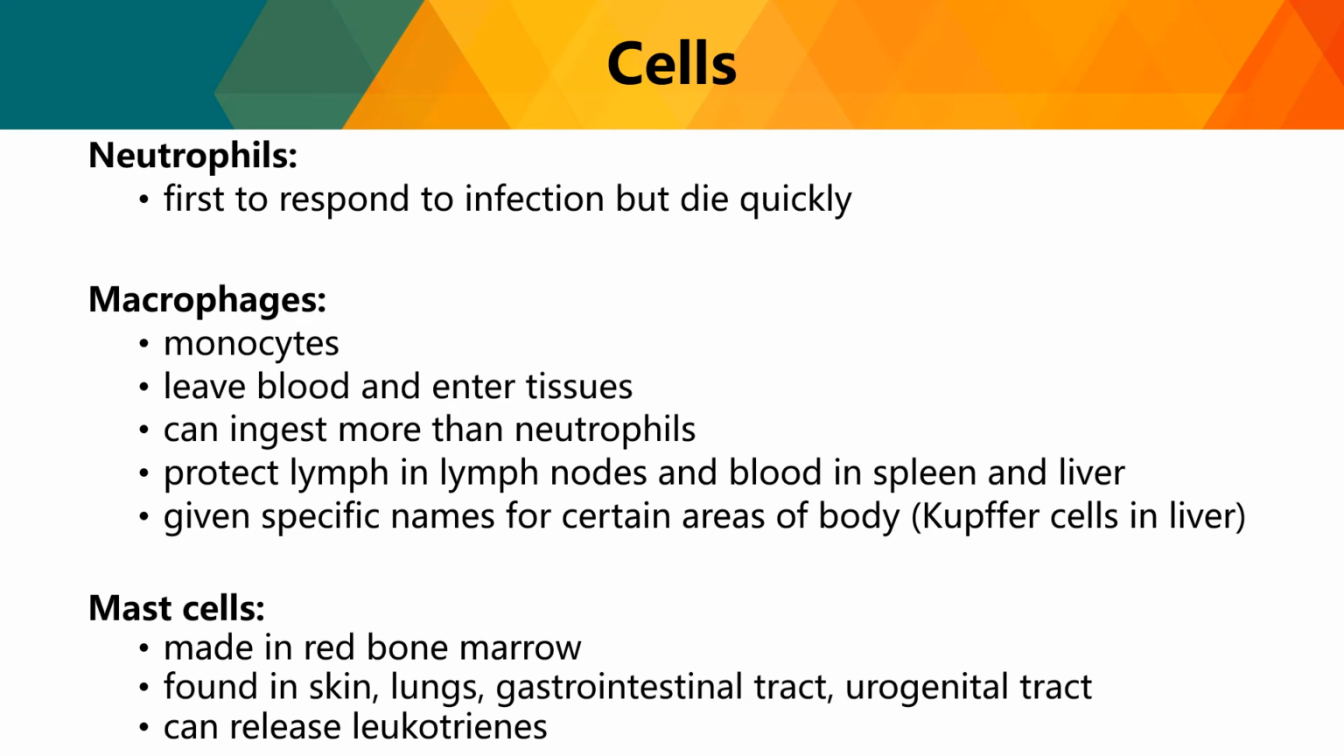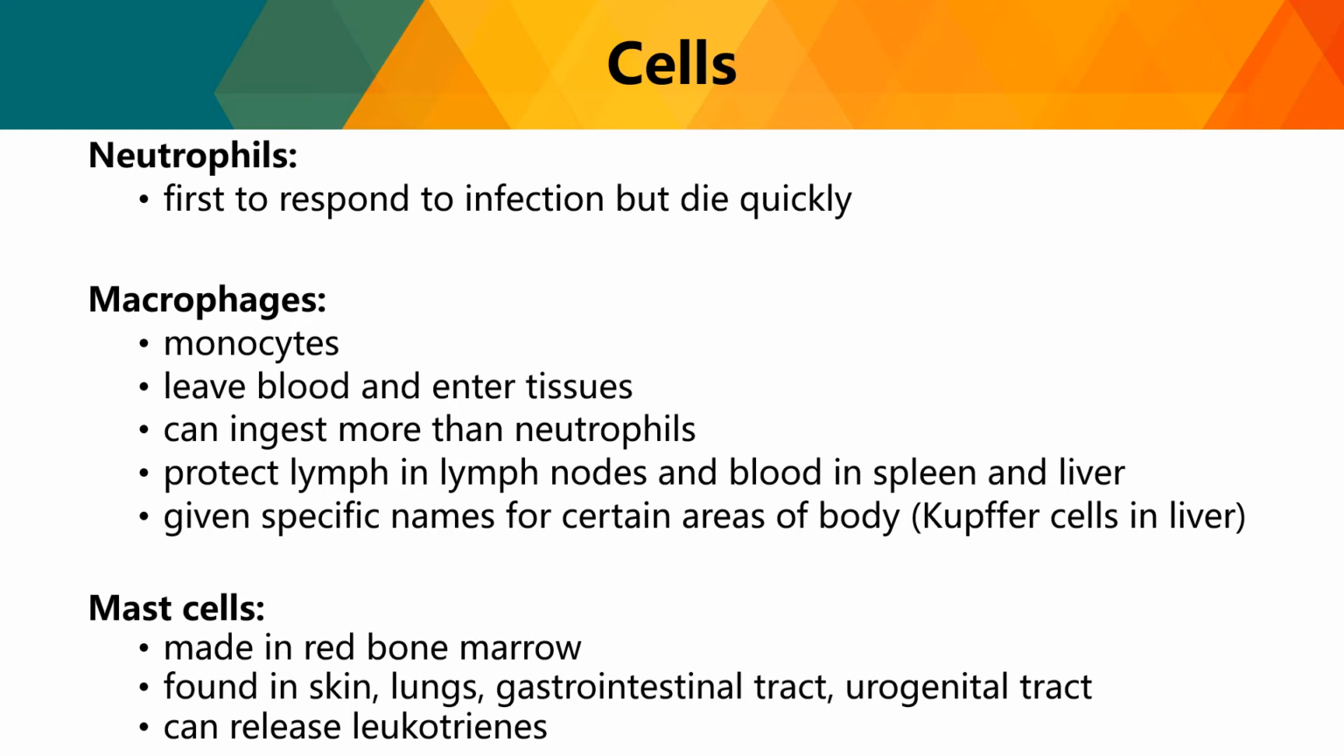Next, you also have your neutrophils, which are the ones who respond first to infection, but they actually die quickly. You also have your macrophages, which includes the monocytes. They leave blood and enter tissues. They can ingest more than neutrophils. They protect lymph and lymph nodes and blood in spleen and liver, and given specific names for certain areas of the body like your Kupffer cells in your liver.